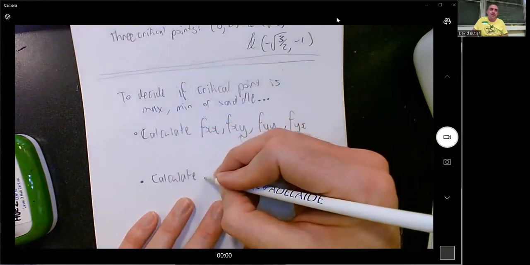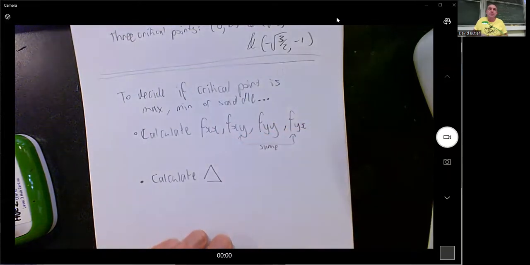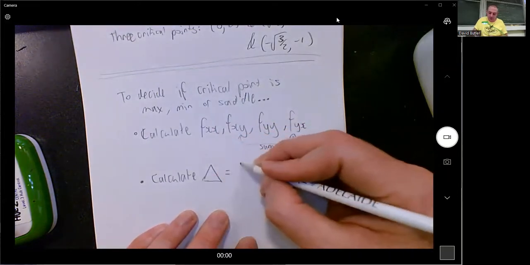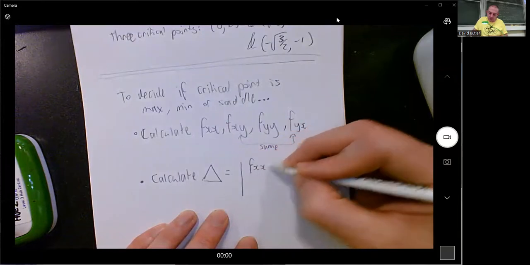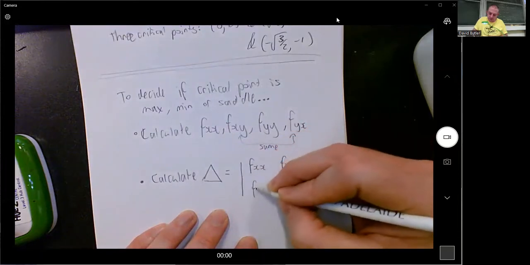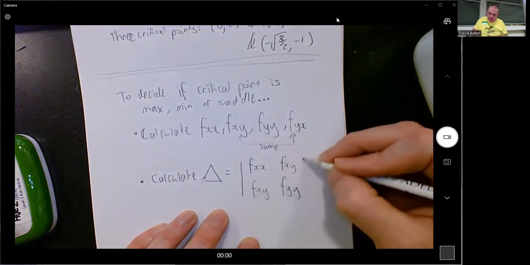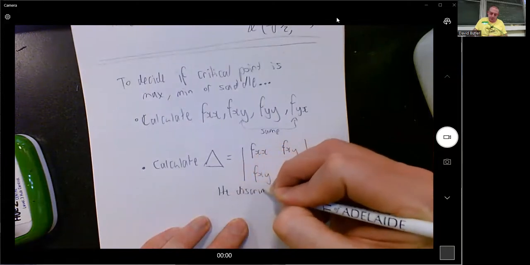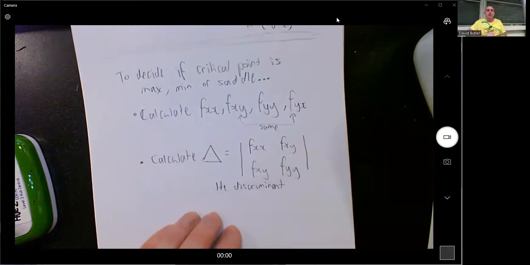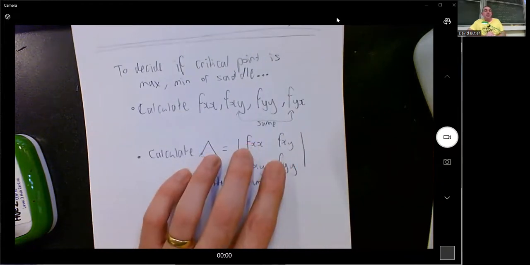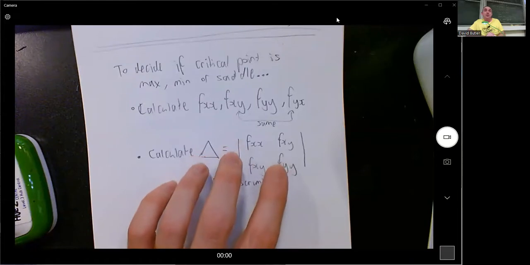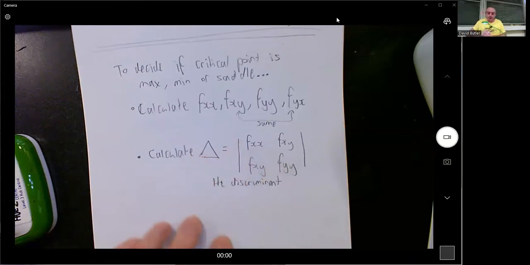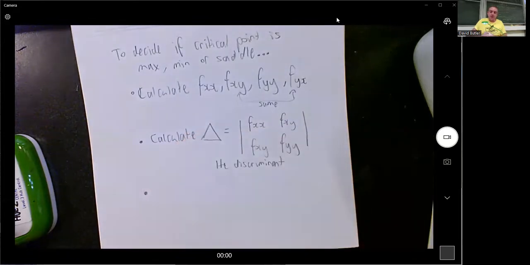Now I think they call it delta, the discriminant, which is the determinant of this matrix. And then you have to do this separately for every critical point. Sub in the x's and y's and figure out what this works out to be. And then there's two layers of choice. If the discriminant is negative, then it's a saddle point.